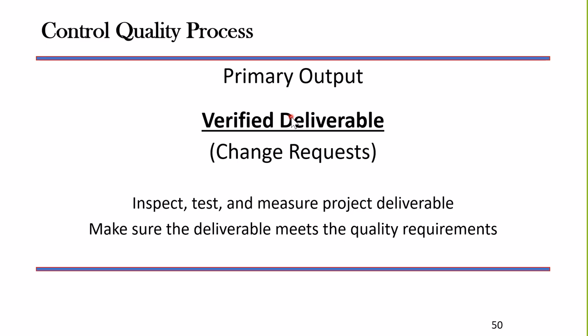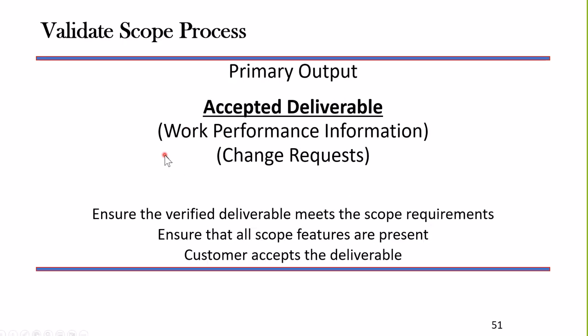In Control Quality, what I'm going to do is a point-by-point inspection of that deliverable to make sure it meets the quality requirements. Quality requirements, the specification requirements. If it meets those specification requirements, then it's going to flow out of Control Quality as a verified deliverable. That term indicates it met the quality requirements. That verified deliverable is then going to flow into Validate Scope.